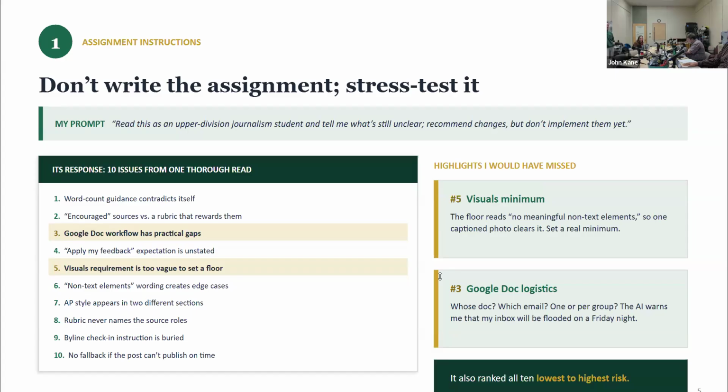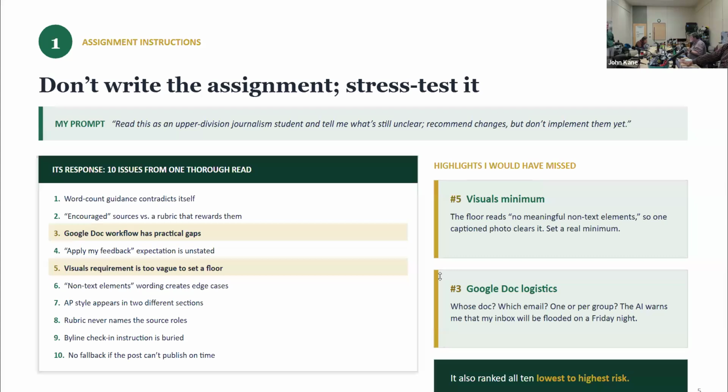I asked it to read through the assignment outline, pretend. It's always good when you give AI a role. So I said, pretend that you're an upper division journalism student and tell me what is still confusing about this assignment outline. Recommend to me some changes, but don't implement them. Because if you don't tell it not to implement something, it's going to do the work for you and try to mess up your stuff. And then again, more work is being done to refine their outputs.